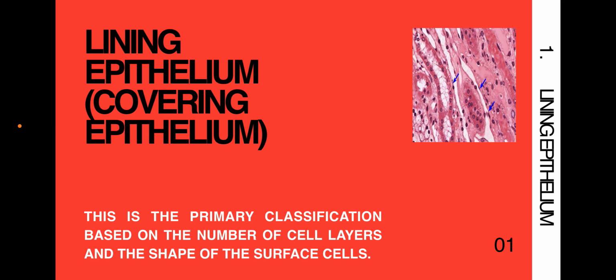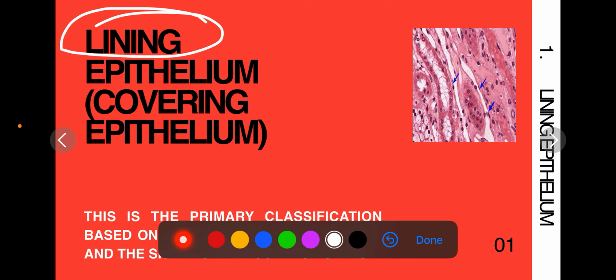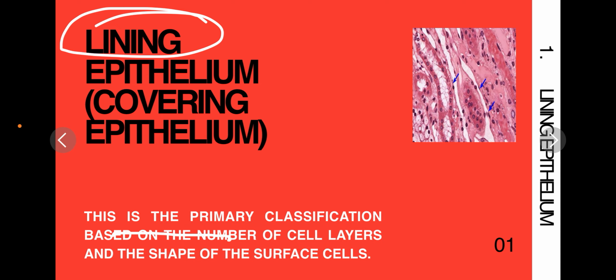Okay, so this classification, this primary classification, is based, as you see here down on the page, on the number of cell layers and the shape of the superficial cells. So the classification of epithelium is based on those two factors. I'm going to line them for you. Okay, so first of all, it is based on the number of cell layers. How many layers of cells do we have there?